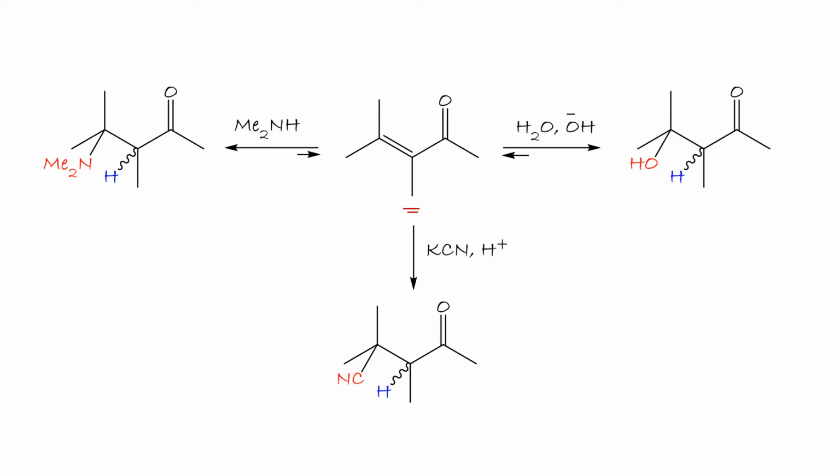Here is the alpha beta unsaturated compound reacting with a secondary amine, giving 1,4 products, which seems like addition on the double bond. We mentioned that. Here, water in basic medium, addition of water, 1,4 addition again. Potassium cyanide in acidic medium, yes, 1,4 addition, the cyanide nucleophile attacks the beta carbon, followed by cyclization and then tautomerization to give this compound.